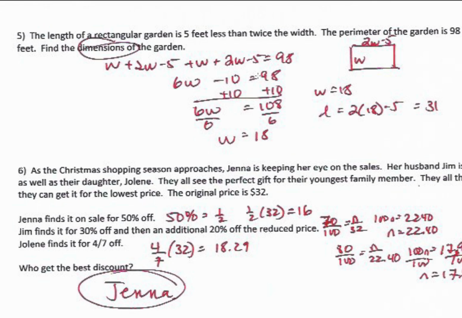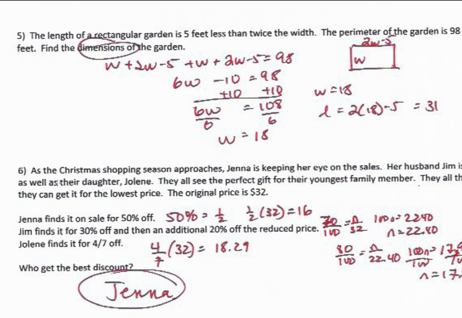And I get W is 18. Okay, that's great. The width is 18, but I want to know more than just the width. I want to know the dimensions. The dimensions in a two-dimensional figure are length and width. It says the length is 2 times the width minus 5. So 2 times 18 minus 5 is 36 minus 5, 31. And that's my correct answer.